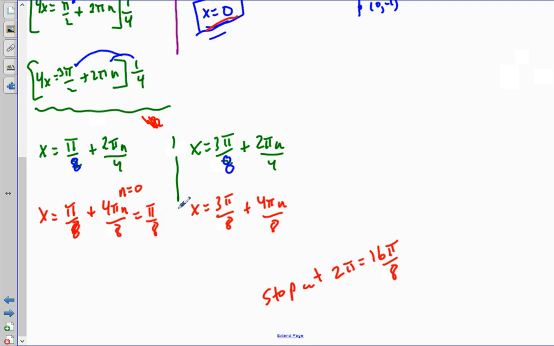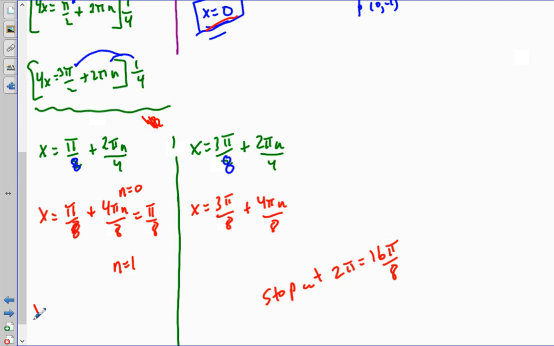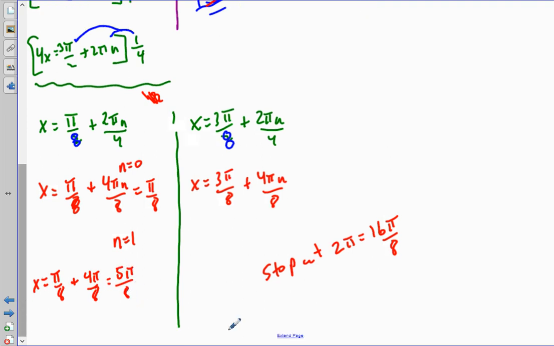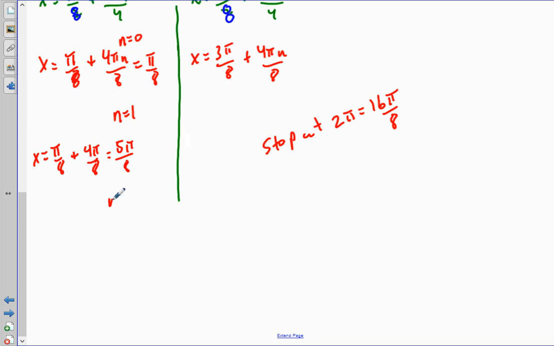And now we're going to find the remaining values. So what happens when n equals 1? When n equals 1, we have pi over 8 plus 4 pi over 8, which is going to equal 5 pi over 8. Next one, when we keep on going down, what happens when n equals 2 in this case? We're going to have x equaling pi over 8 plus 2 times 4, which is 8, 8 pi over 8, which is going to equal 9 pi over 8.